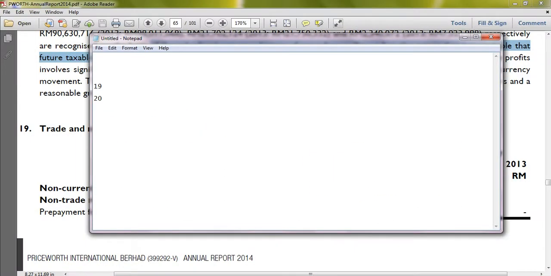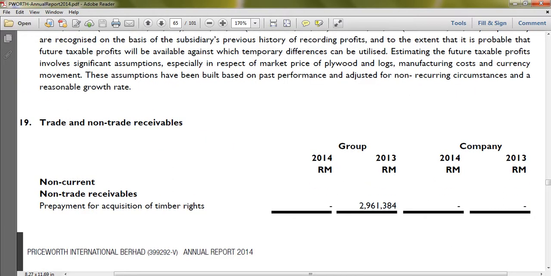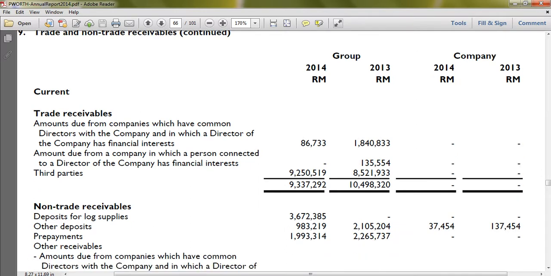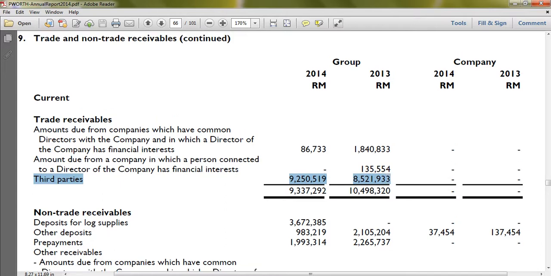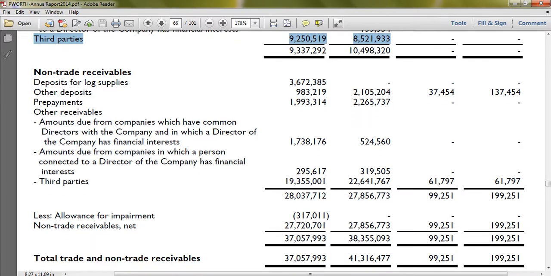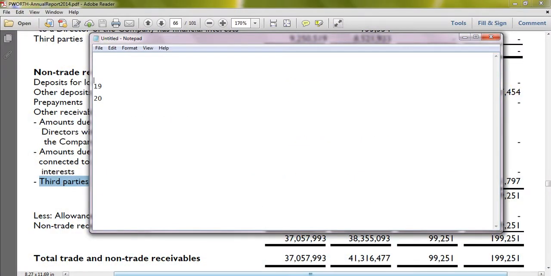That's it. Note 19, almost there. Non-current receivables, third parties. This is the thing I hate most. It didn't explain much over there. Third party can be anyone. Who's that? It didn't mention. It's not so transparent. Third party again, I hate this word. Note 19.